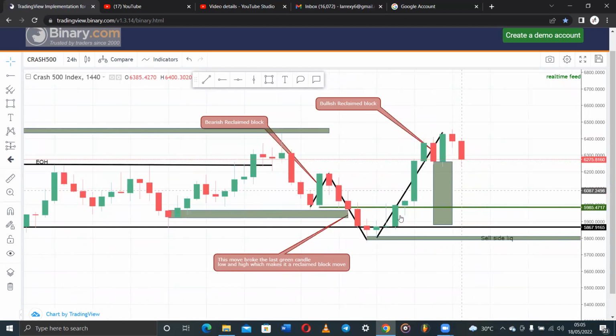So now this market has gone up. I note this thing as a reclaim move, like this line, this line, this line. That is the reclaim move. The move started like this, broke the low of this place, and then breaks its high again. So this is a reclaim move.